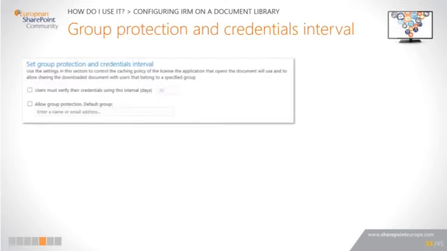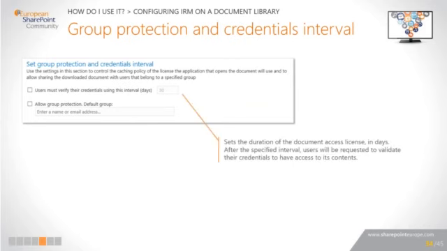The last group is dedicated to group protection and credentials interval and contains only two settings. The first option sets a period of days in which the acquired license remains valid. After that period expires, the user must revalidate their credentials to acquire a new license from RMS.